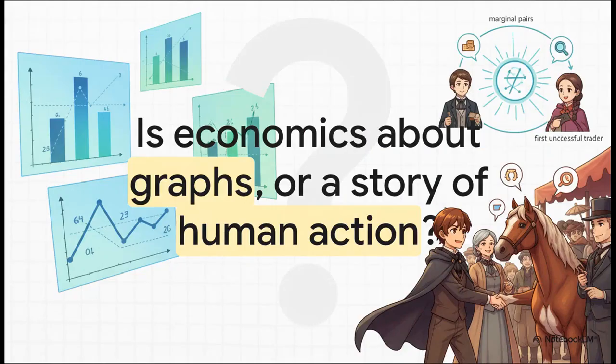So, this leaves us with a pretty fundamental question. When we're trying to make sense of our world, do we learn more from the clean precision of a formula, or from the messy, unpredictable, and deeply human story of choice? The tale of the marginal pairs is a great reminder that behind every single smooth curve on a graph, there is always a human story.